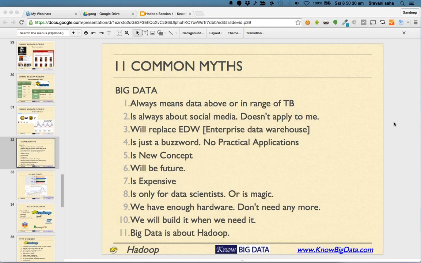All right. Next is, it's only for data scientists or is magic. As I just showed you in the previous slides, tools like Mahout have become really, really easy to use and everybody can use those. Therefore, they are not only for data scientists. Whatever data scientists do, whatever algorithm they build, it's all actually available as a commodity in the open source world. And that is the beauty of the era we are living in. Almost every great thing is available as open source.